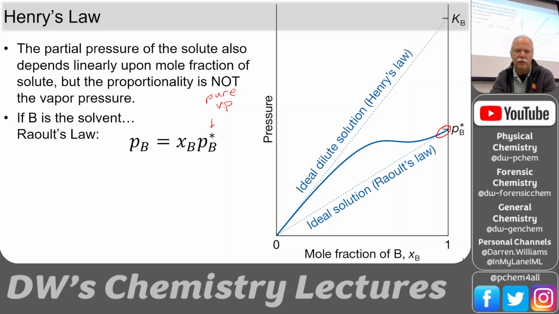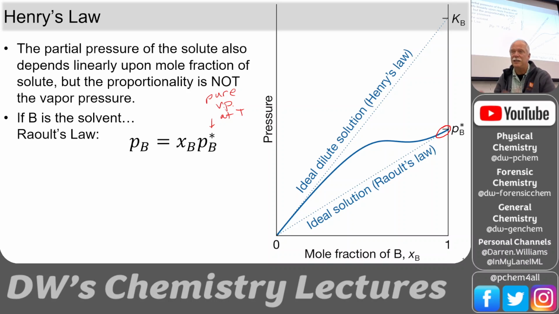Can I say VP for vapor pressure? Pure VP at T, and the whole chart is at a given T. And so let's say we have only 95% B. Well, that's pretty concentrated B. It's 95% B, but it's not pure. So it's not going to have its pure vapor pressure. It will have 95% of its pure vapor pressure.